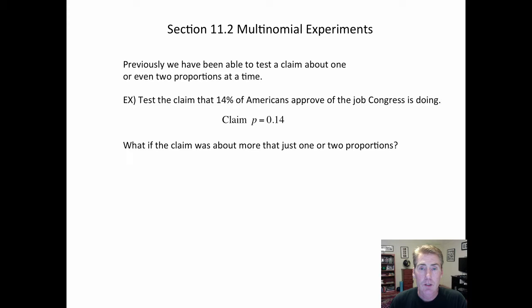But what if we are supposed to test claims about 3, 4, 5, or 6 different proportions? We don't want to do 5 or 6 different tests. We want to be able to do one test and be done with it.